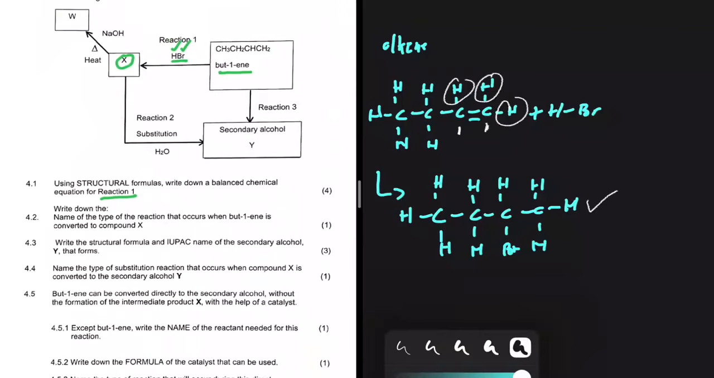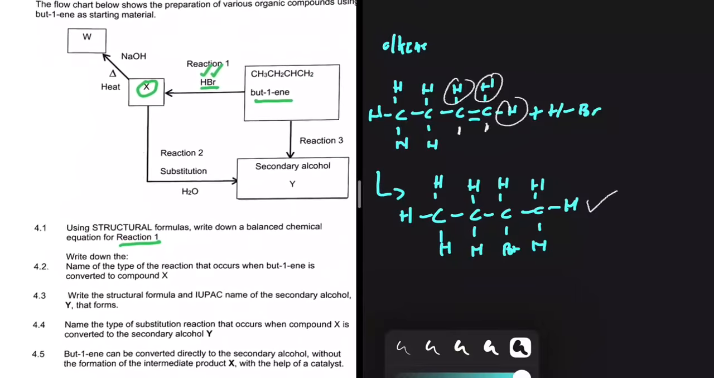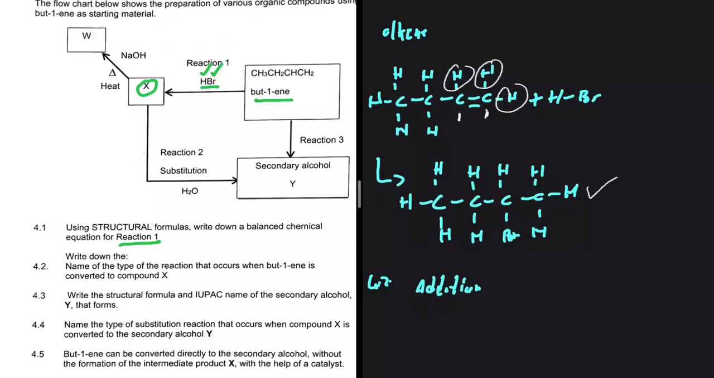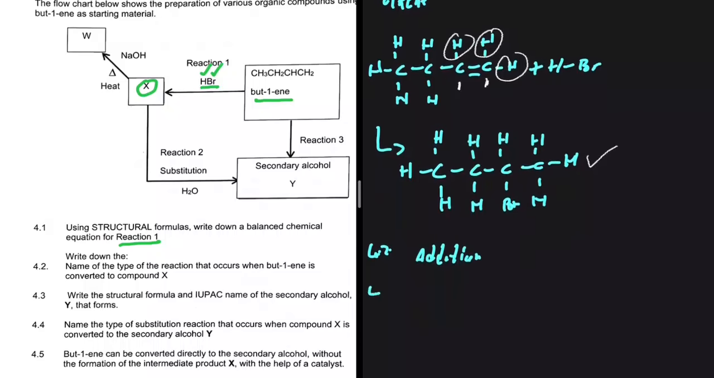4.1 marks. Let's go ahead and do 4.2. Write down the name of the type of reaction that occurs when but-1-ene is converted to compound X. We already know that if a reaction starts with an alkene, we have an addition reaction. Quite an easy question to answer.